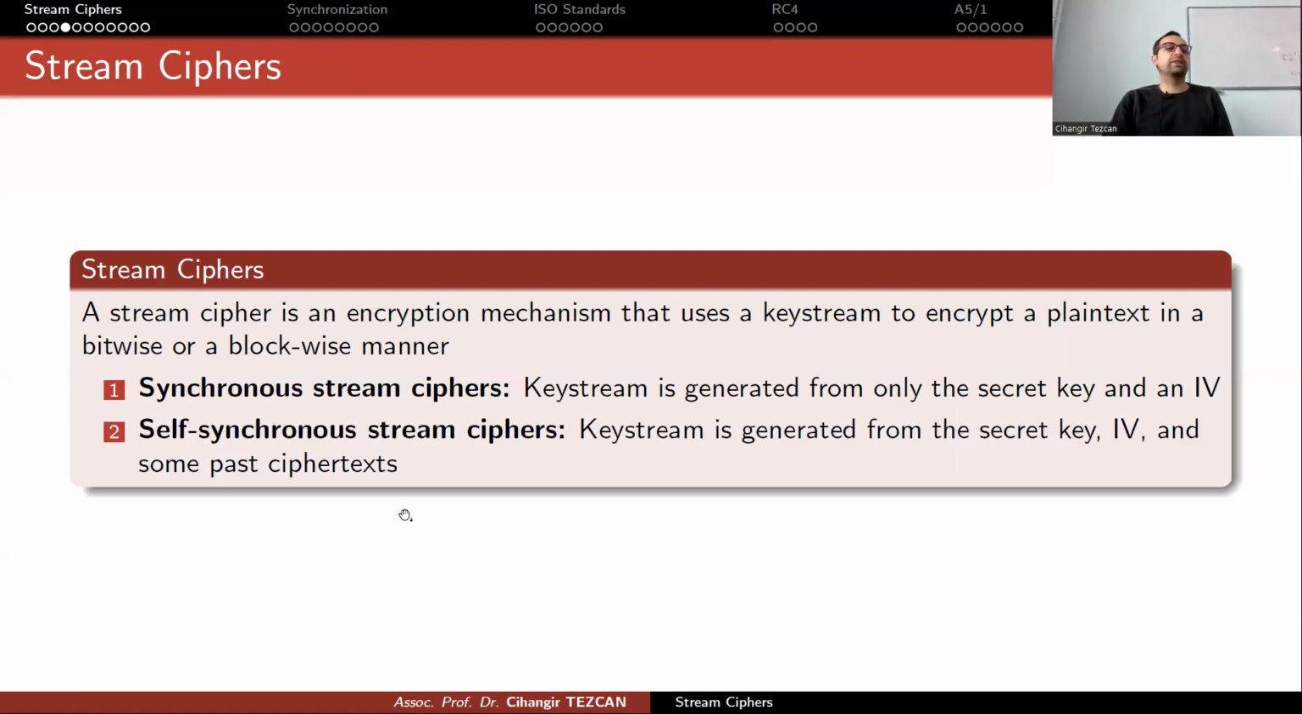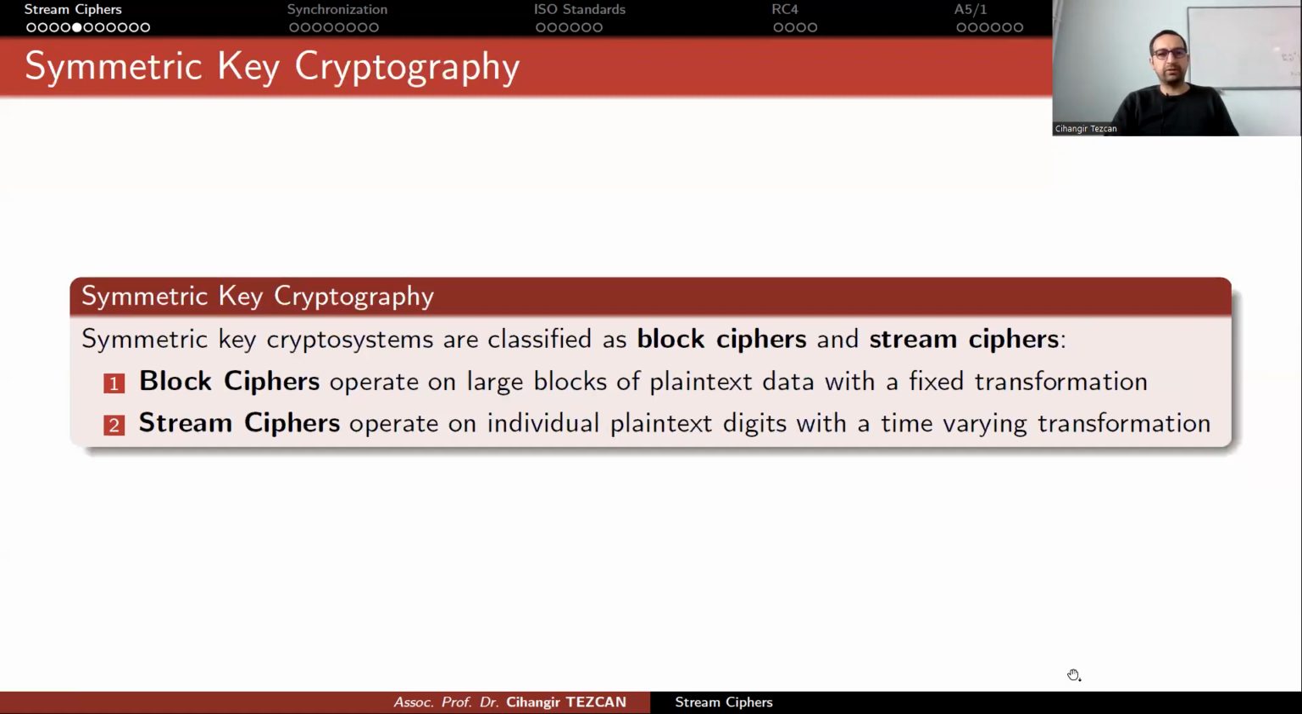But there are also asynchronous stream ciphers, also called self-synchronous stream ciphers. The key stream is generated from the secret key, the IV, and some past ciphertext bits or bytes. Okay, so even if you lose the synchronization due to bit drops, bit modifications, or bit additions, after some point on, if you keep getting ciphertext bits correctly, since your internal state will be determined by these bits also, you will get the synchronization back. Okay. I will talk about synchronization later.